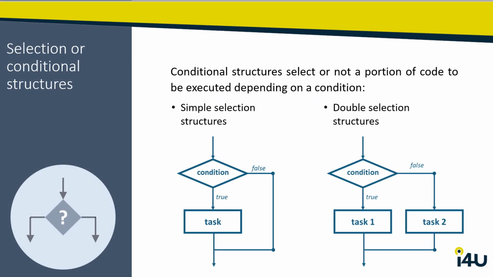Selection or conditional structures. They are used to select or not a portion of code to be executed, and there are several structures depending on the complexity of the structure. Simple selection structures, where a portion of code is executed only if a condition of the code is evaluated as true. Double selection structures, where one portion of the code is executed if the condition is evaluated as true, and another portion of code is executed if the condition is evaluated as false.